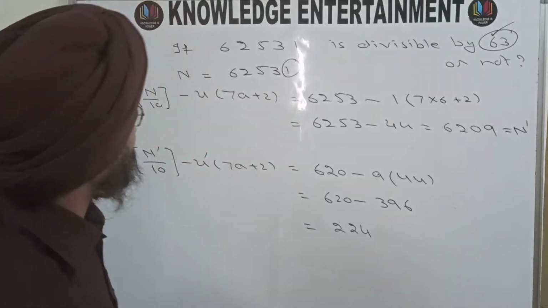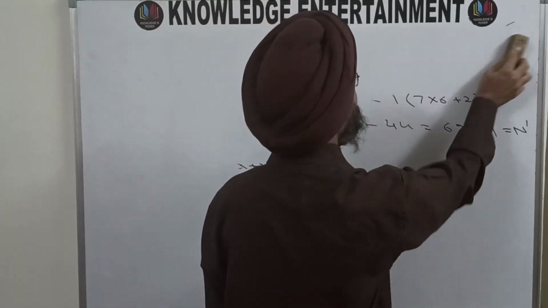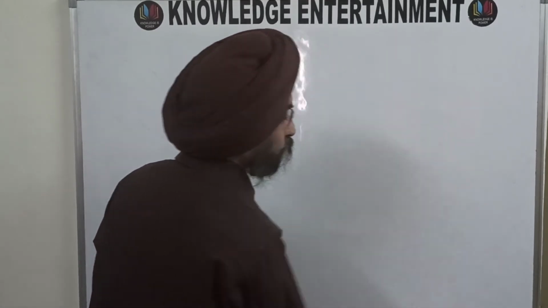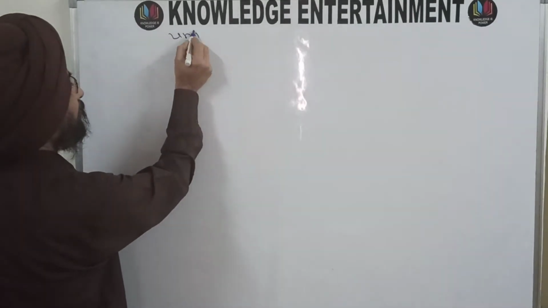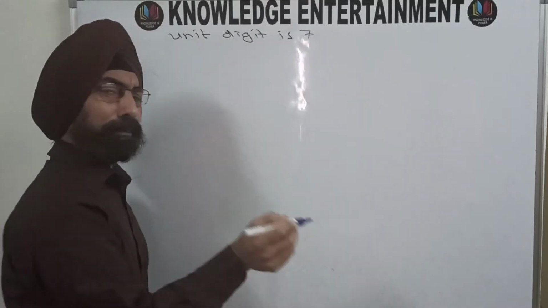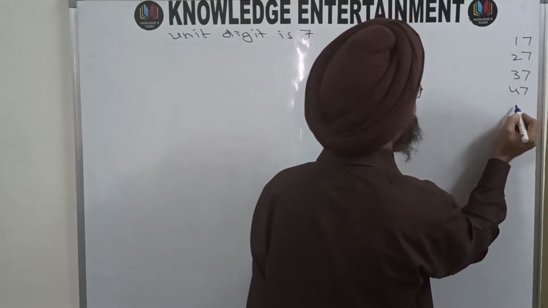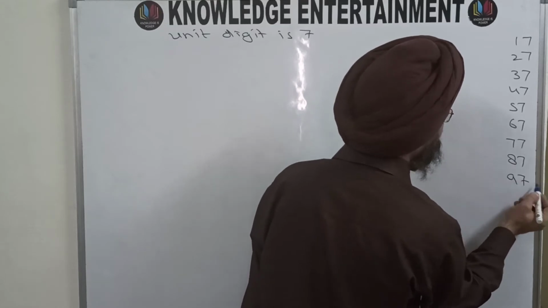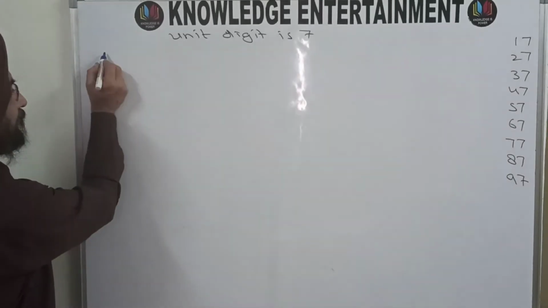So I'm moving on to the next now. The next is the divisibility test by a two-digit number where the last digit, the units digit, is 7. If the units digit is 7, that means your divisor is 17, 27, 37, 47, 57, 67, 77, 87 or 97, then this divisibility trick will work. What is this divisibility test?